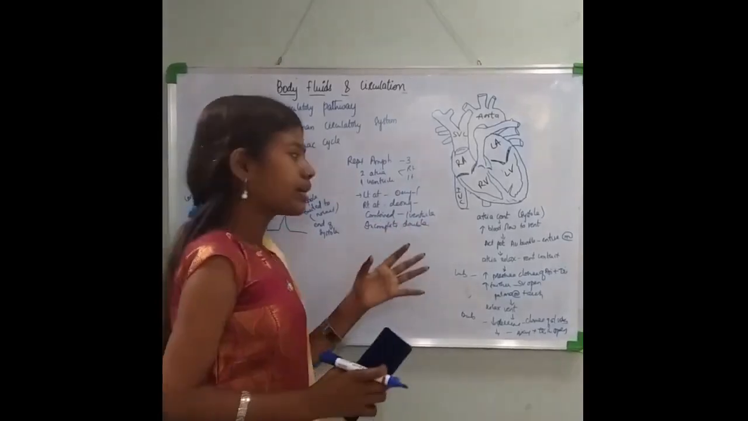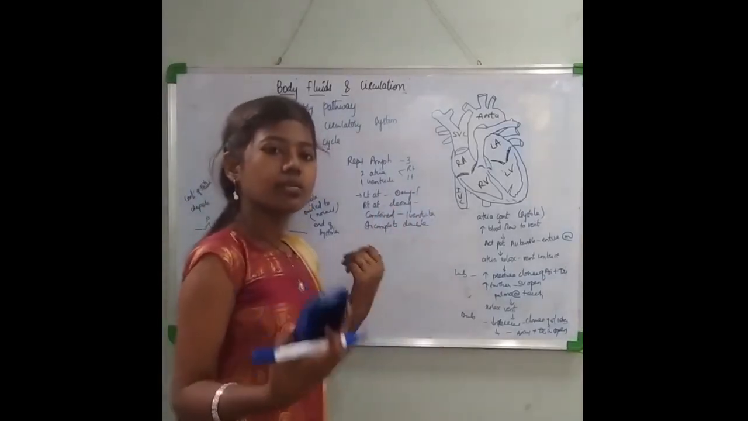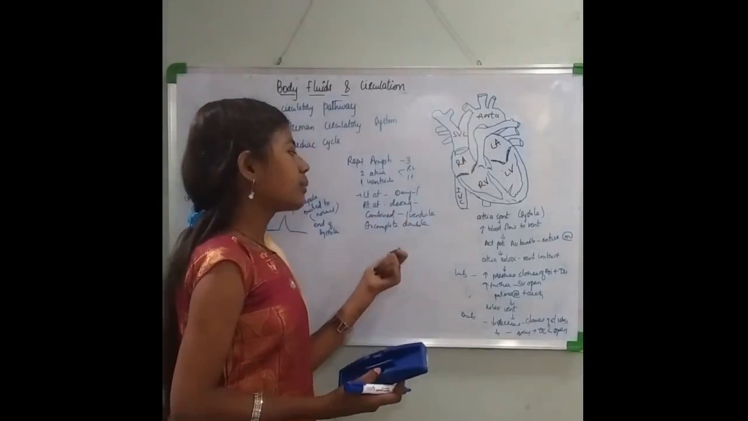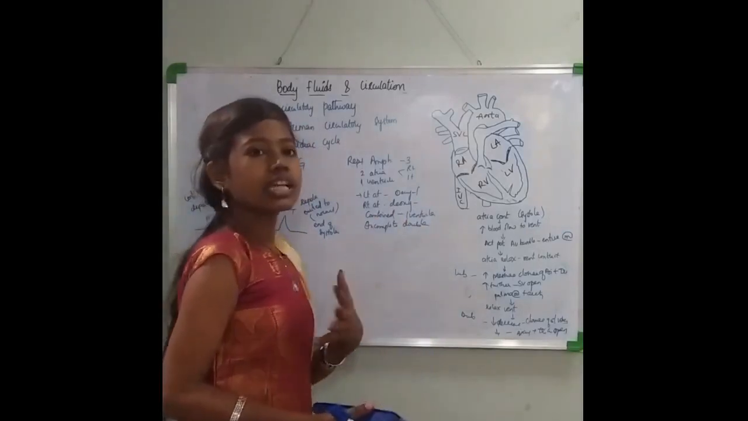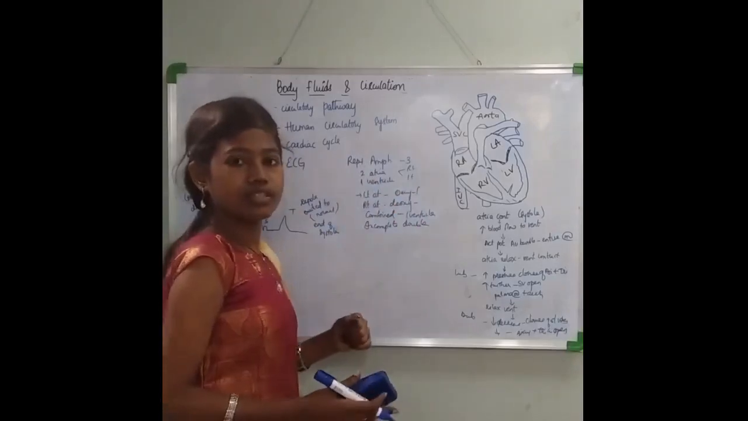It is incomplete double circulation because the blood gets mixed up in a single ventricle. Hence it is referred to as incomplete double circulation. So you can see this incomplete double circulation in reptiles and the amphibians.